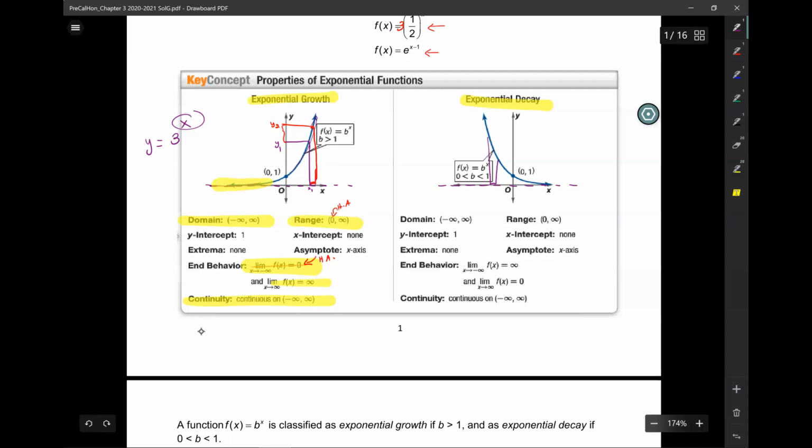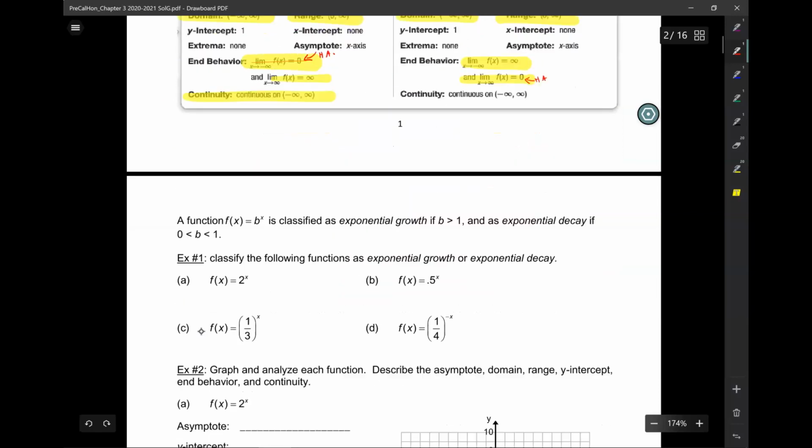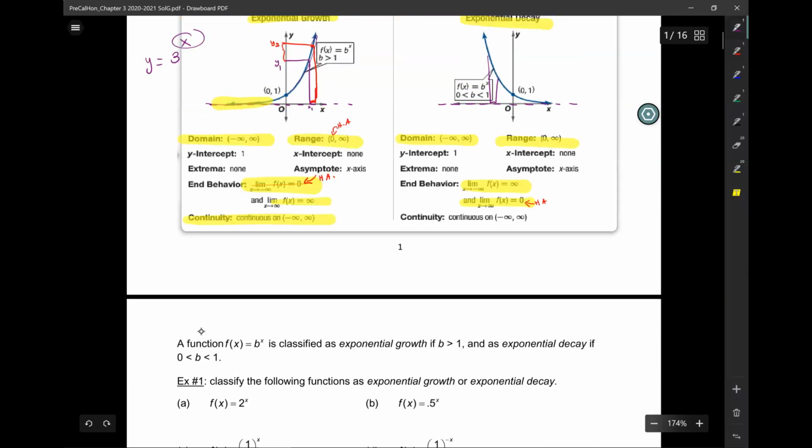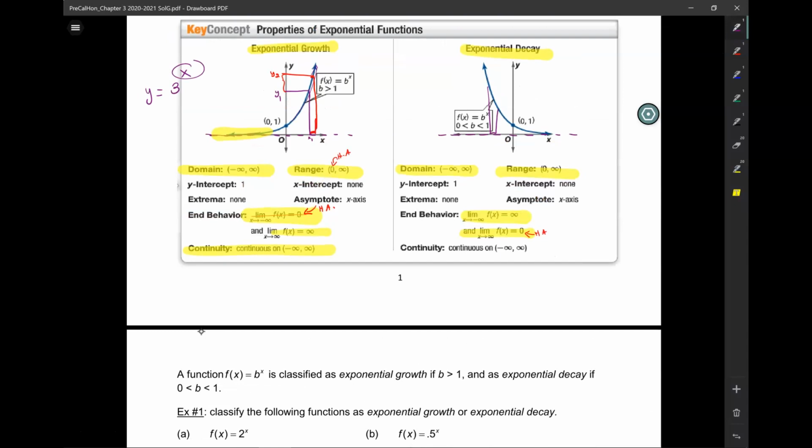Okay, again, domain is all real numbers, range is very similar. Again, end behavior: one end will be at infinity and the other end will level off at the horizontal asymptote. In this case, it's 0. In another case, it might be something else. So that's how you can tell if a function is growth or decay based on a graph. And we'll talk a little bit more about that in a little bit.